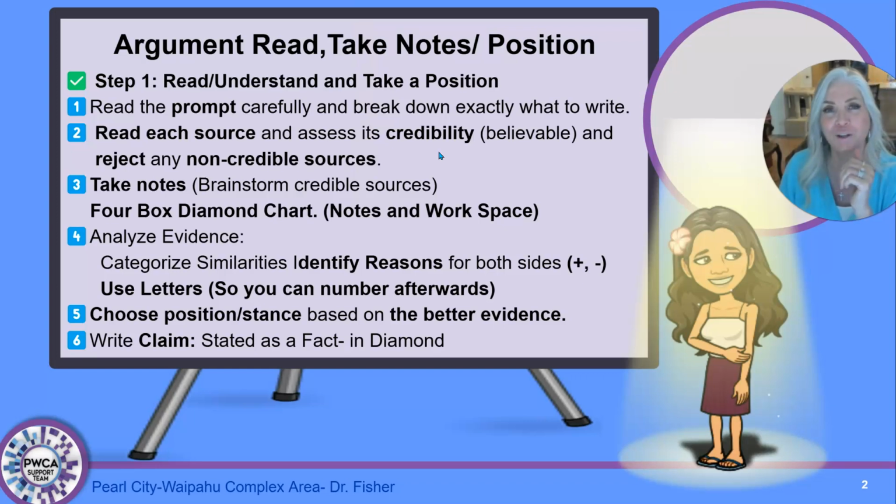For example, you want to find .edu, .gov, .org, but you want to stay away from Wikipedia, student blogs, student papers, anything that's not published, those types of works.